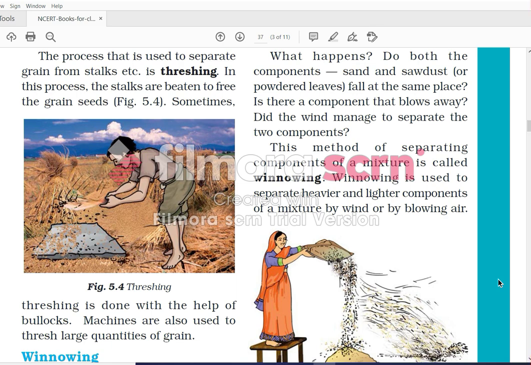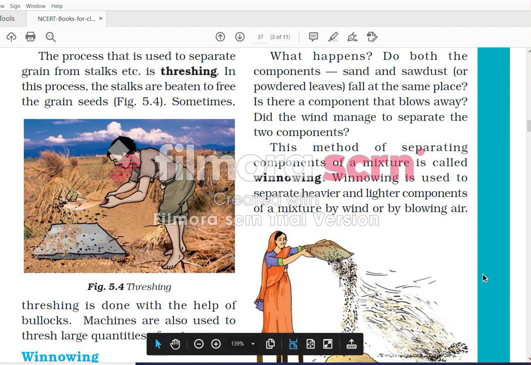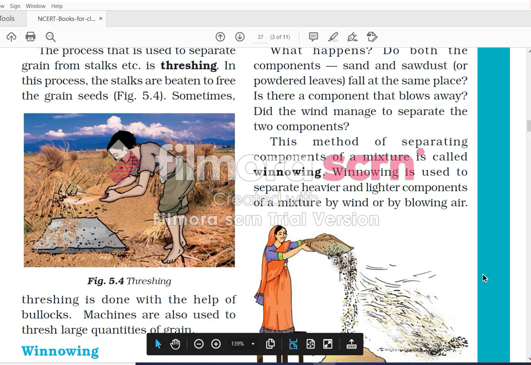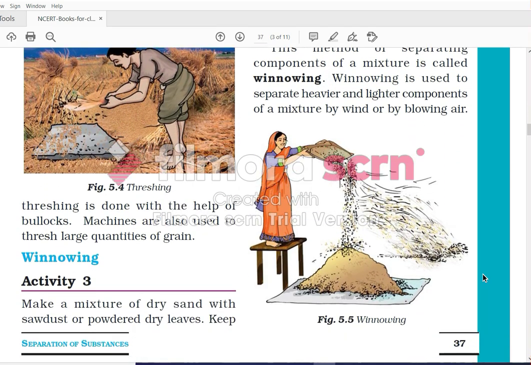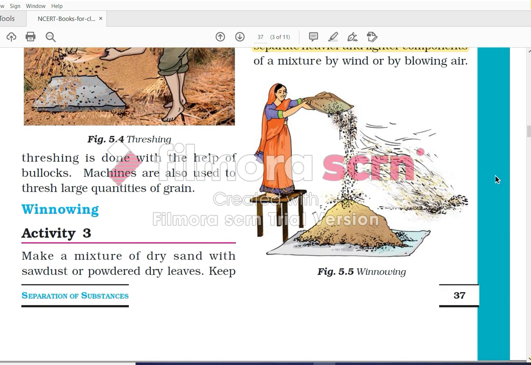Because here the wind manages to separate the two components. This method of separating components of a mixture is called winnowing. Winnowing is used to separate heavier and lighter components. So here we'll mark that winnowing is used to separate heavier and lighter components of a mixture by wind or by blowing air.